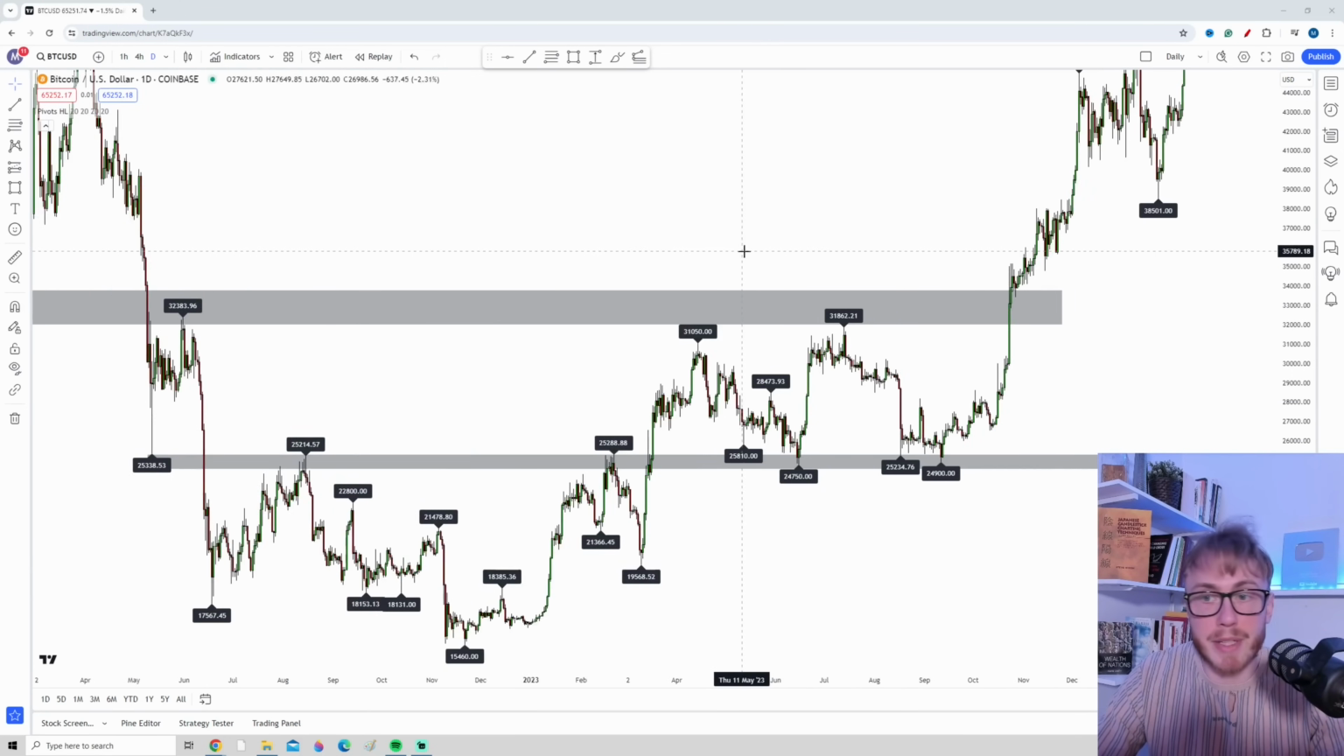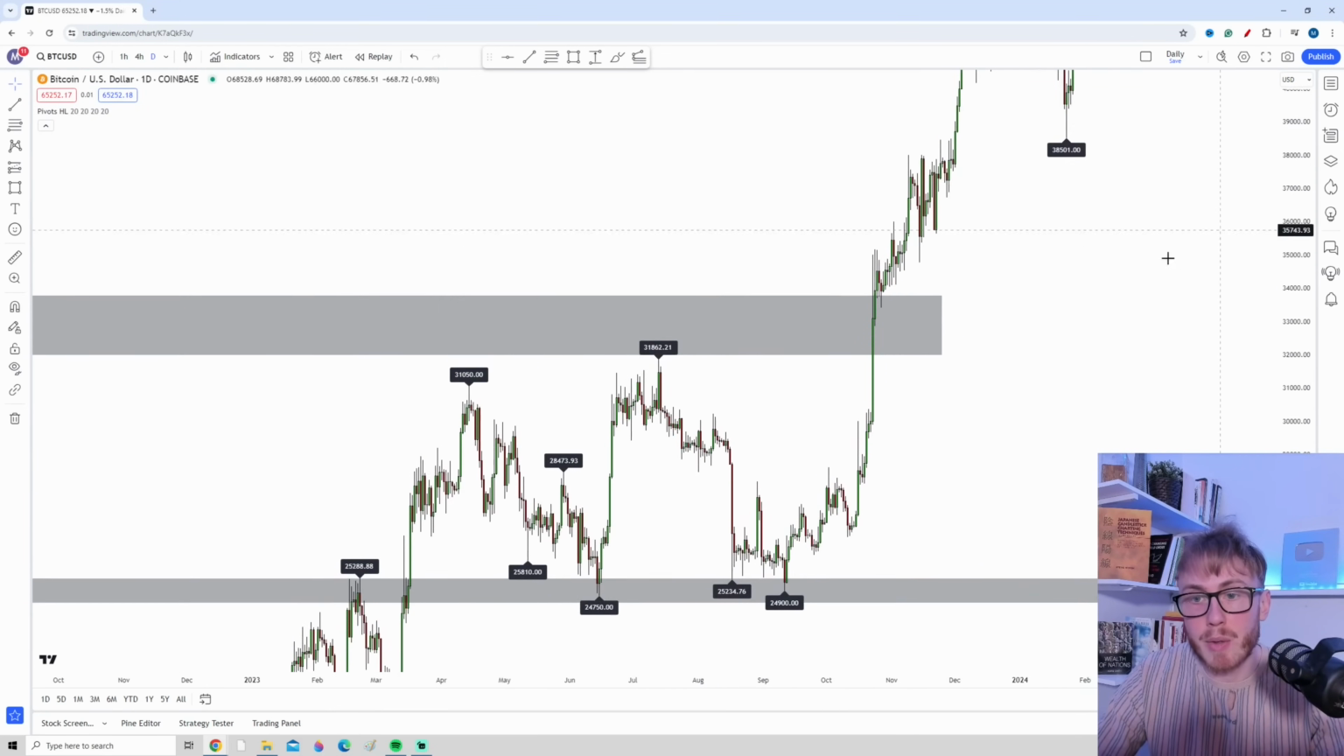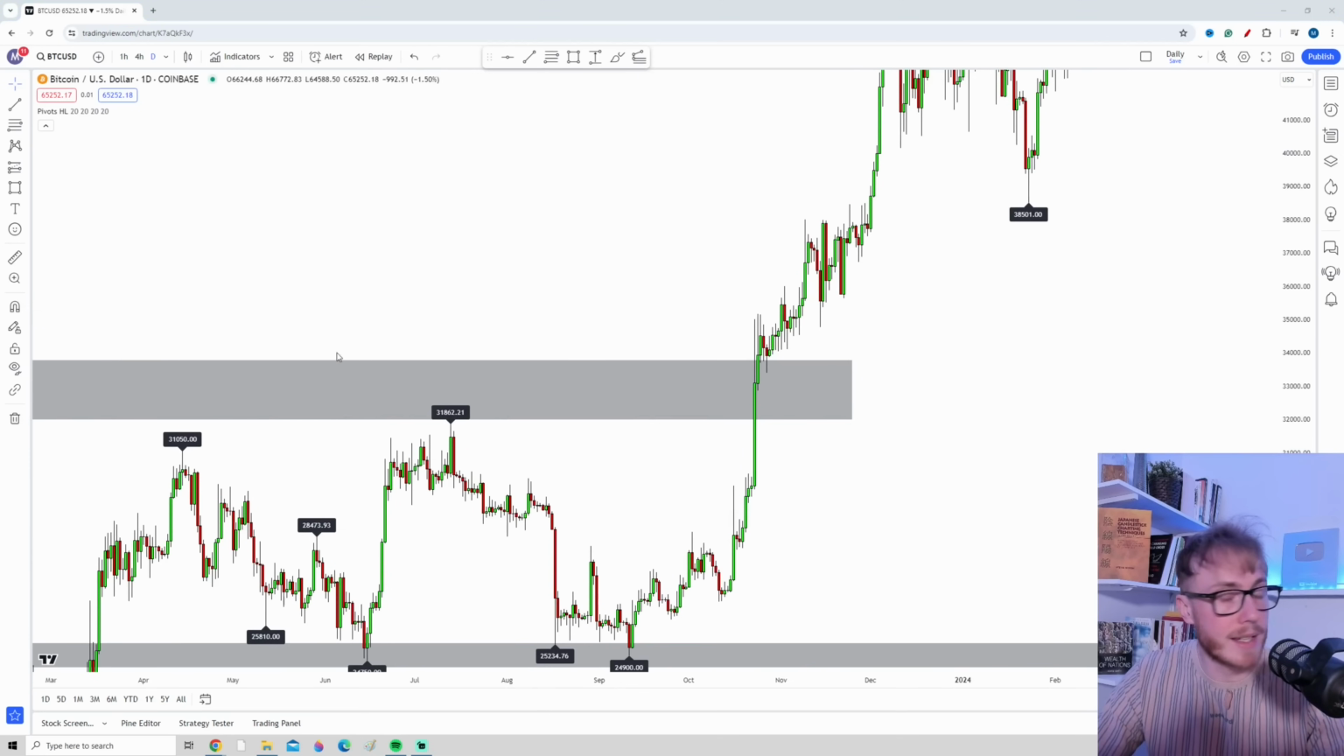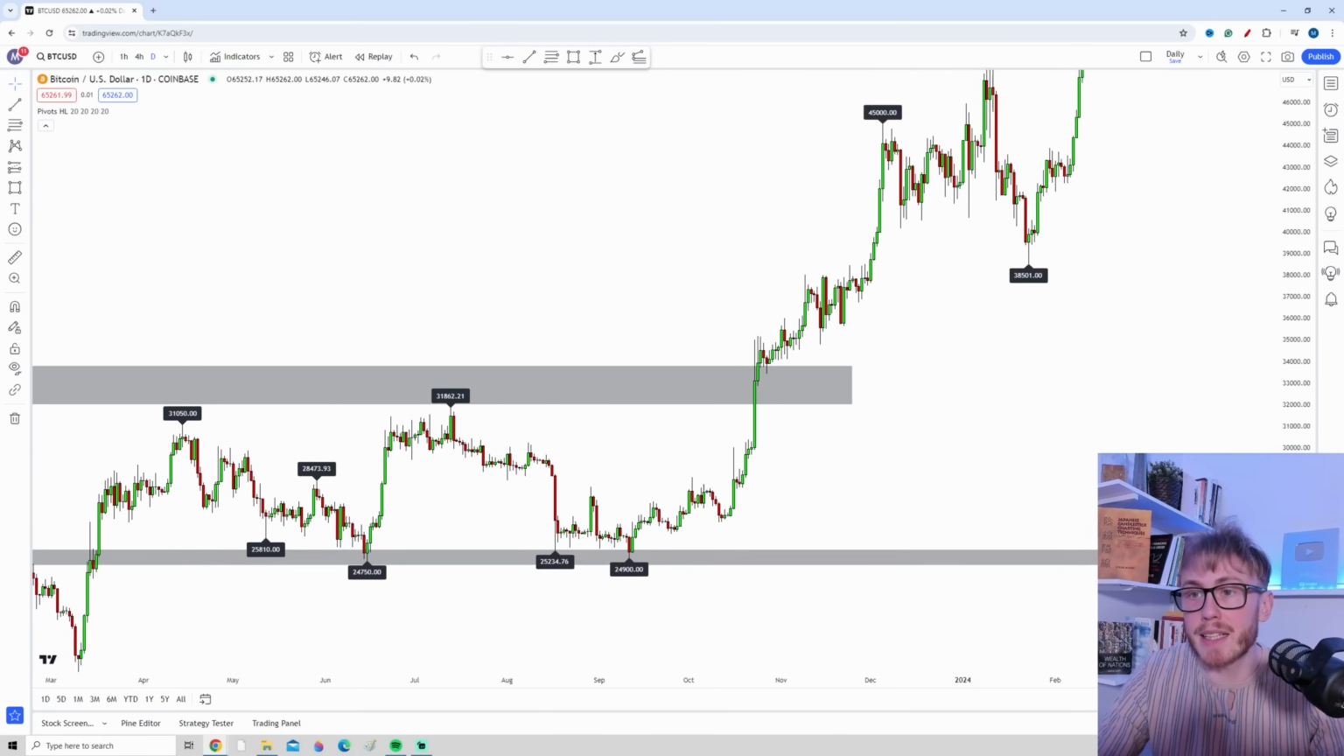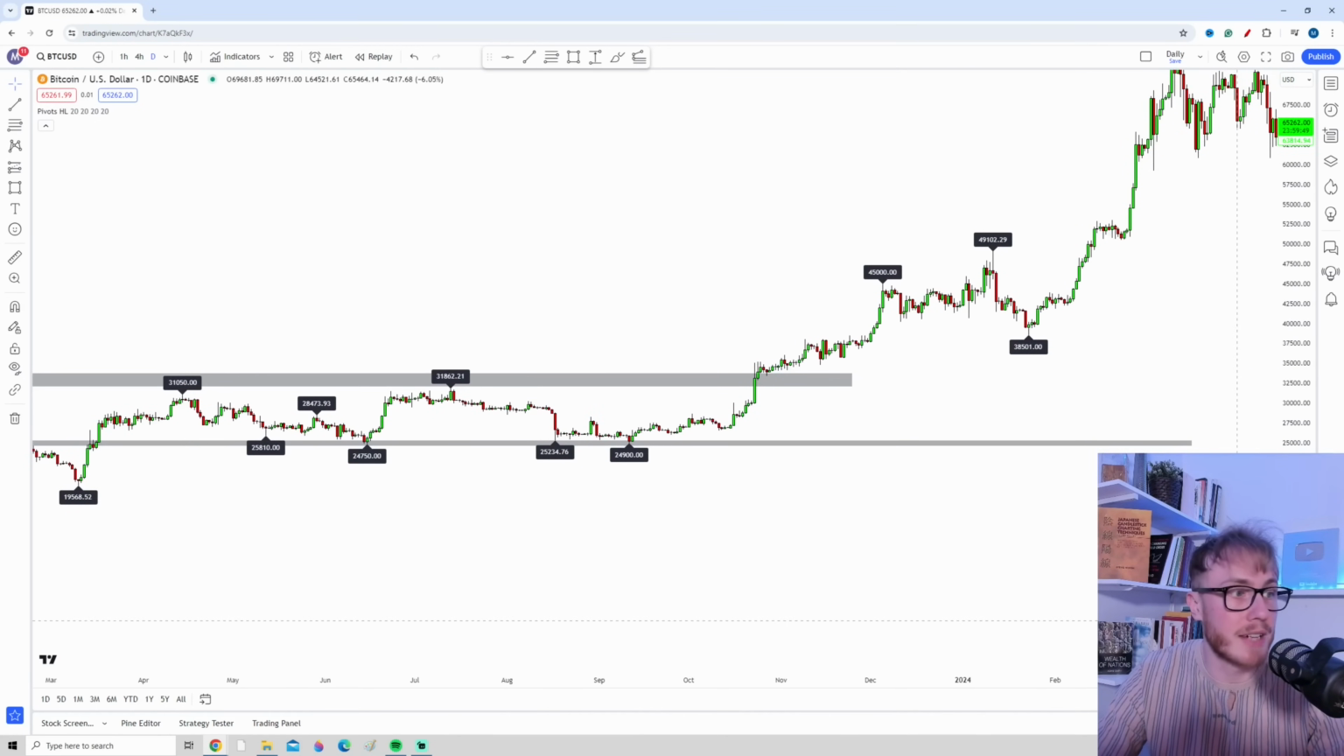And if we look a bit more to the right here, we can actually see that it was when Bitcoin finally managed to push above this area. This right here was actually the beginning of a massive uptrend.